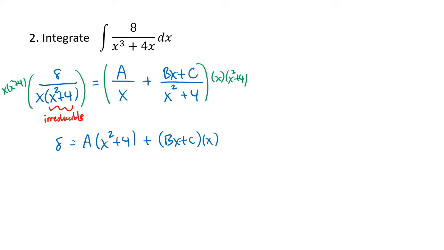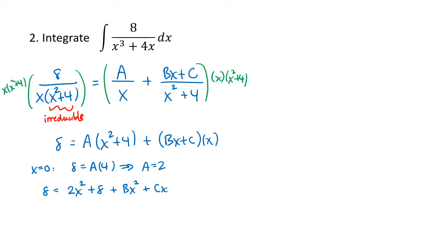Now again, there's only one thing we can plug in here, and that would be x equals 0. It does help though. Plugging in x equals 0 tells us that 8 equals a times 4, which means that a equals 2. But for the rest of this, we're going to have to multiply this out and equate our coefficients. So on the left-hand side, we just have 8. On the right-hand side, we have a, which we now know is 2. So we have 2x squared plus 8 plus bx squared plus cx.